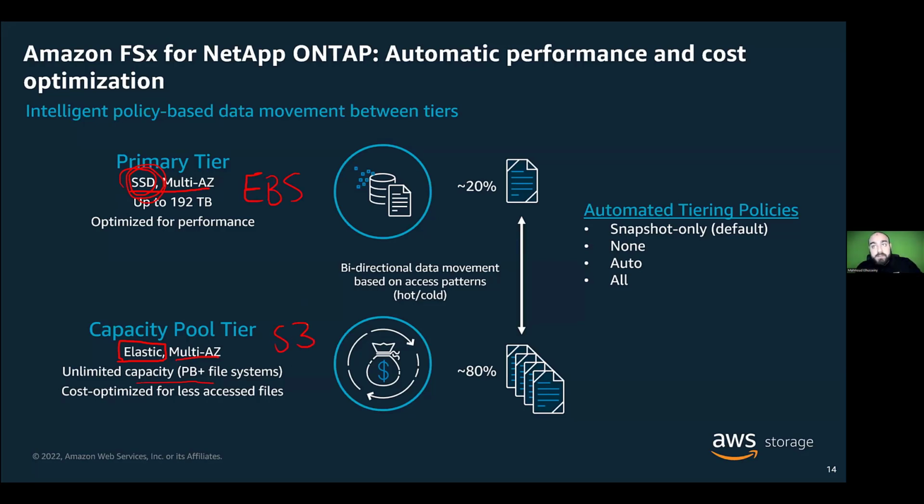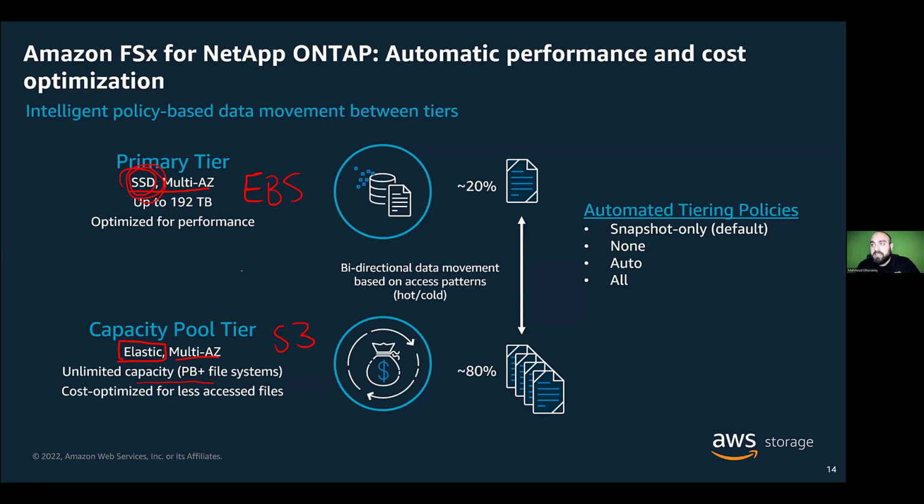So you don't configure S3. You're not configuring block storage here. This is what ONTAP is doing on your behalf in the backend, right? They have hot, they have cold. And if you enable automatic tiering, and there are different settings available, the system will move the data between cold and hot based on access pattern.